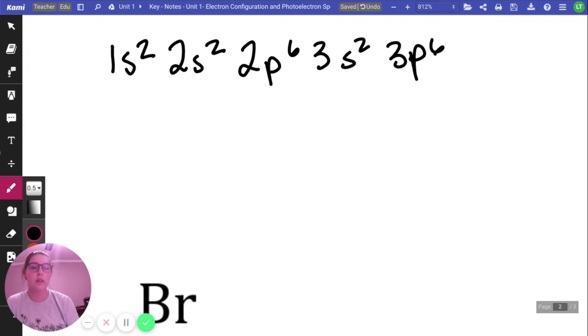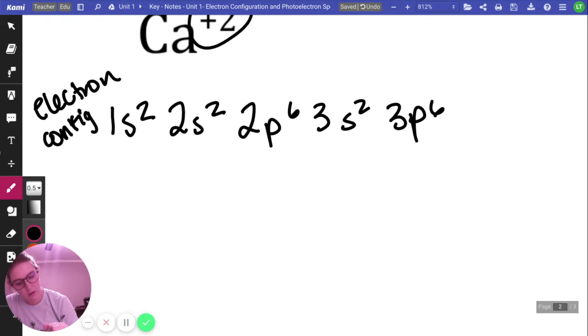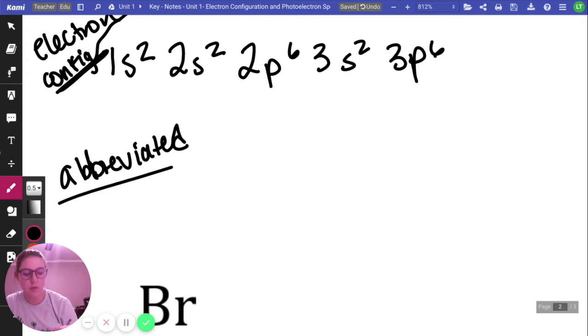Then we can also use noble gas configuration. So that was just a normal electron config. Now I'm going to do the abbreviated. So with our abbreviated, we go to our last noble gas. We are writing the configuration for argon here. So that means our last noble gas is neon. So I'm going to put that in brackets.